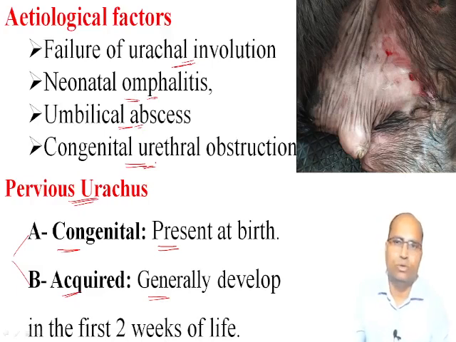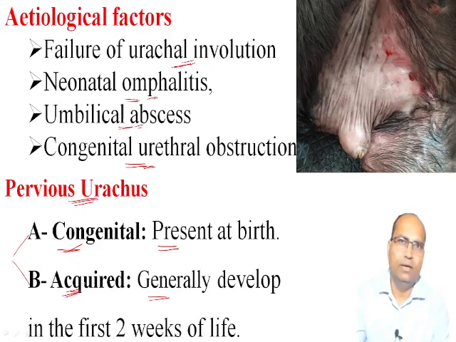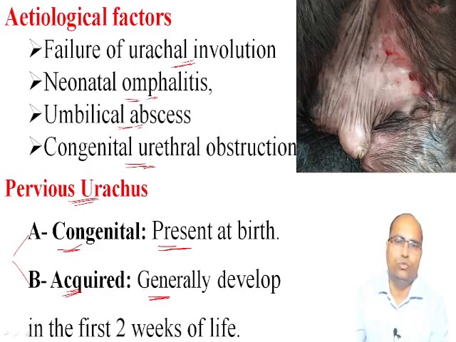Now we discuss types of Pervious Urachus. Pervious Urachus is of two types. It may be congenital or it may be acquired. Congenital Pervious Urachus is present at birth, while the acquired Pervious Urachus generally develops in the first 2 weeks of life.